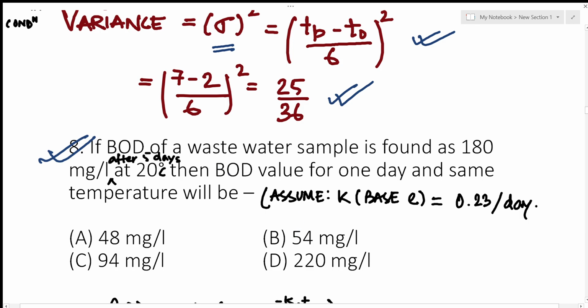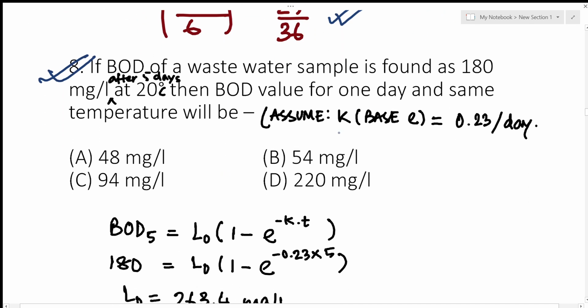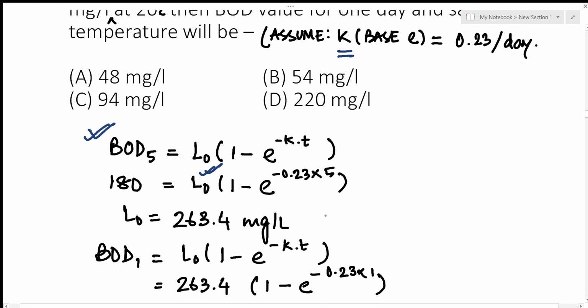Now we need to find the BOD ultimate in this particular question first. And we have got the K value as well. It is 0.23 per day. Now BOD 5 is given by L naught into 1 minus e to the power minus kt. So we can find the L naught value over here, which is the ultimate BOD. Just replace the values of K as 0.23 and T as 5 because it is the BOD 5, BOD at 5 days. So we can easily find the BOD ultimate or L naught, which comes out to be 263.4 milligram per liter.